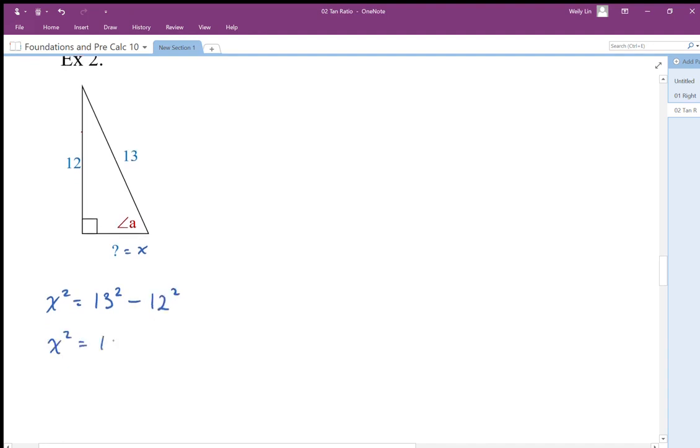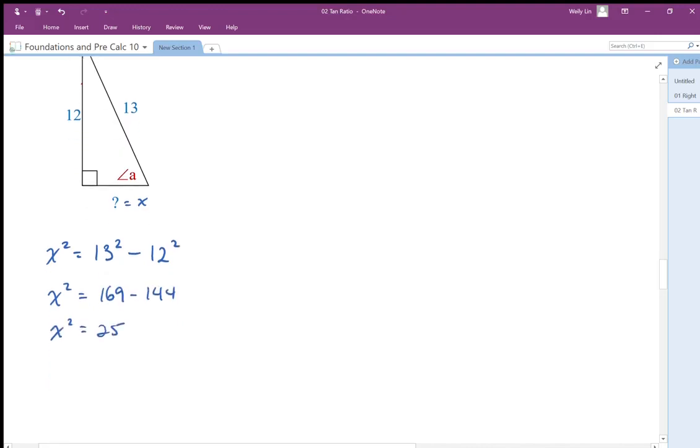So I get 169 minus 144. This happens to be a Pythagorean triple, so we get a perfect square of 25. So x is equal to, when I square root this, plus or minus 5. And again, we're just going to use the 5 here. So there's my opposite side length. This is going to be x equals 5 as that length.